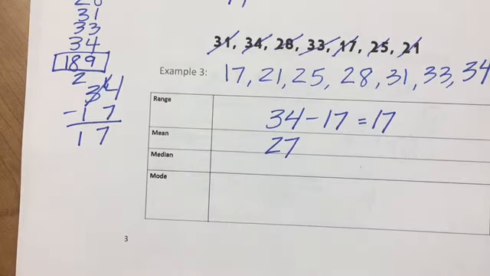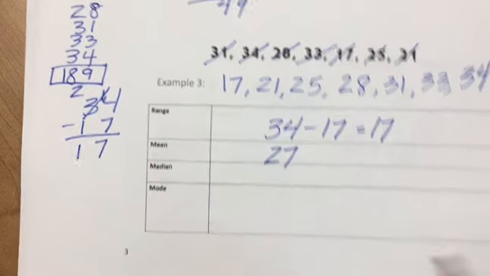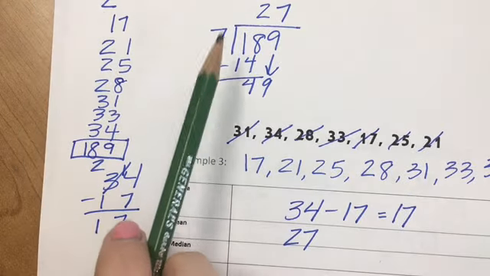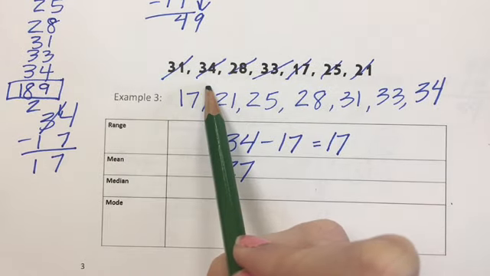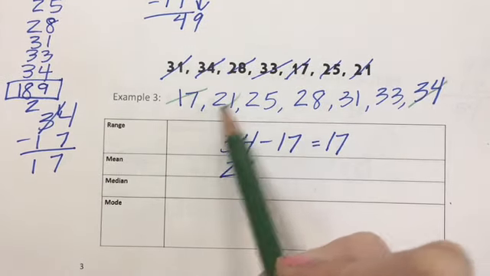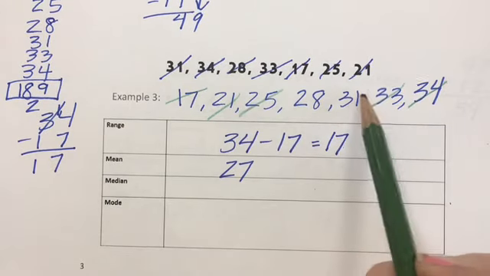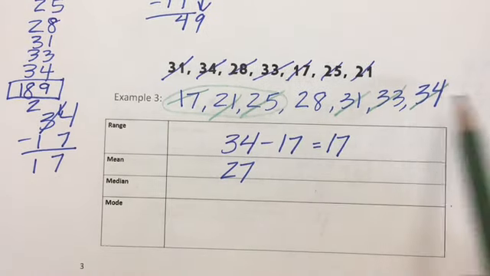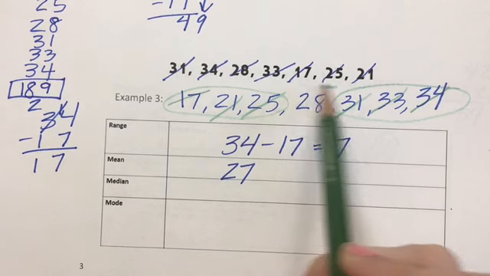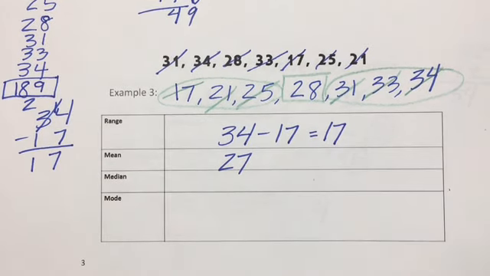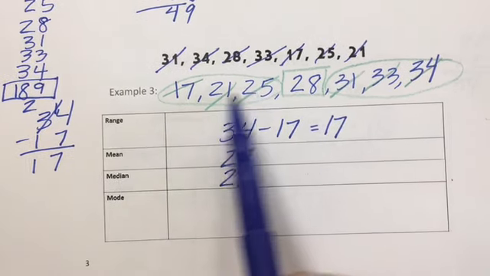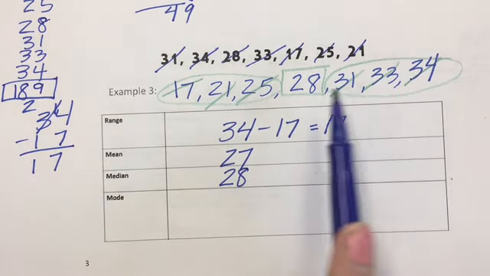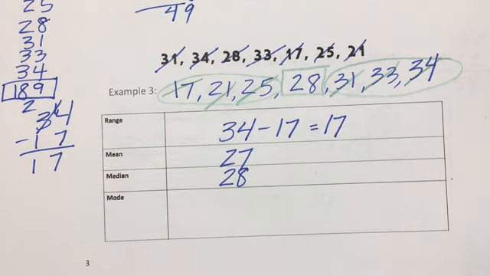Moving to median, that's that middle score. I think it's helpful to cross them off to find the middle. Now we have 7 numbers, which means we'll only end up with 1 in the middle. So we won't have to do any averaging. So low, high, low, high, low, high. So we have 3 scores down here and 3 scores up here. So the middle score is 28. And since there's an odd number of scores, that means there will be only 1 median. We won't have to average it.